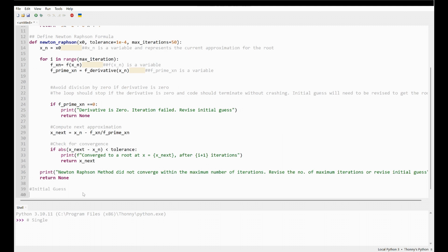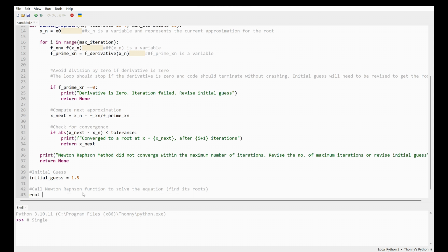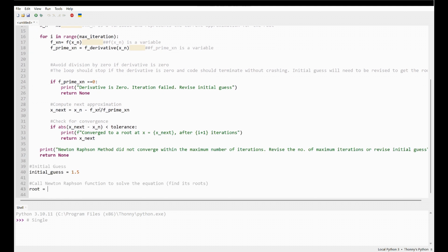And now we'll give the initial value. So a good initial guess will be, let's say 1.5. Let's start with 1.5 and see what happens. And now finally we will call the Newton Raphson function to get the answers. So we will say root is equal to Newton underscore Raphson, which was the name of the Newton Raphson function, and the argument will be the initial guess, which is in this case 1.5. So this initial guess is basically x naught. X naught will become the initial guess, and the value of initial guess is 1.5.